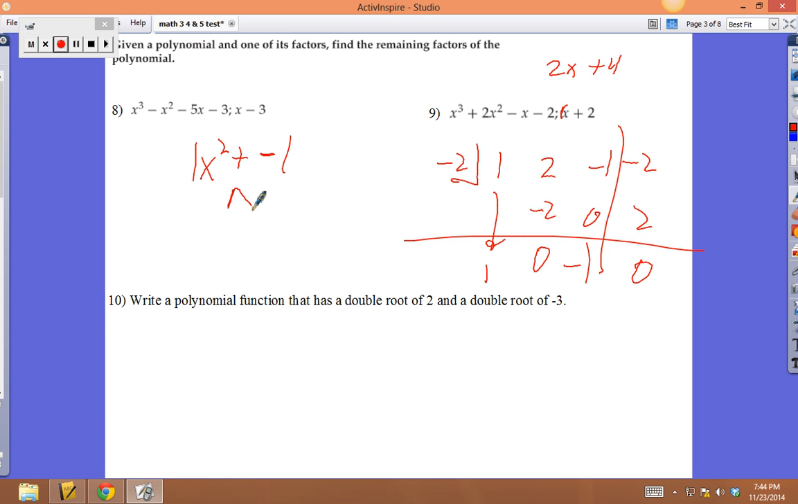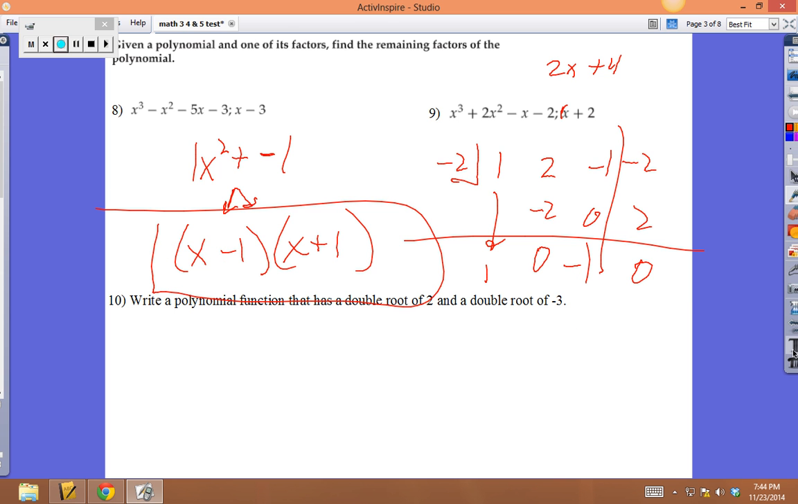Can you break it down further? Yes, you can. What's going to times give you an x squared, an x, and an x? What times this gives you a minus 1, but adds and gives you nothing? Minus 1 plus 1. So that is what we're after.